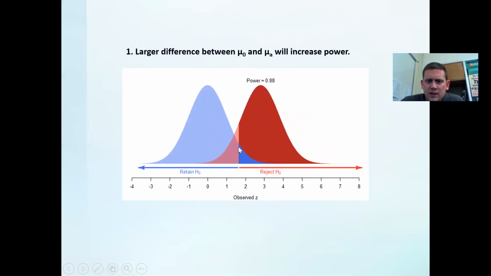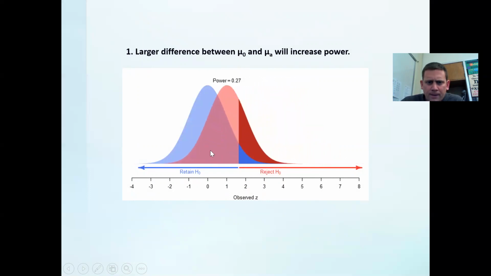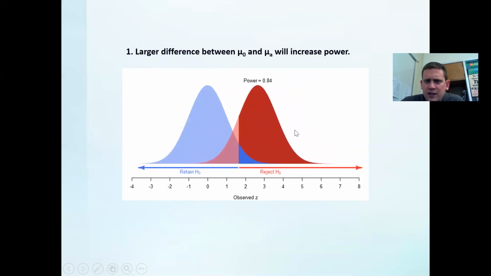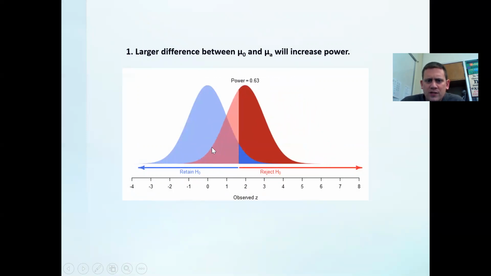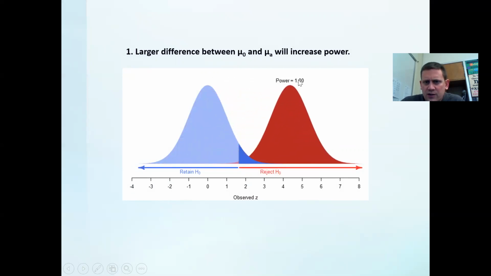So you can see this blue region is alpha. But look at the red shrinking. Look at the red over this light red. See the light red increasing and decreasing? That is your type 2 error increasing and your power decreasing. So now the light red's disappearing, the dark red is increasing, that's your power.